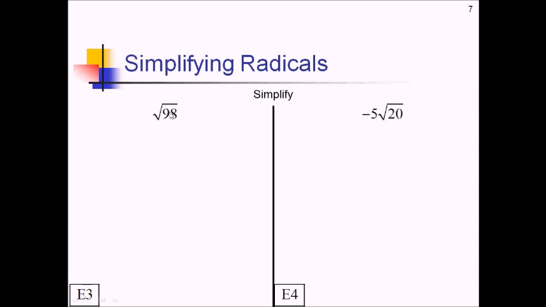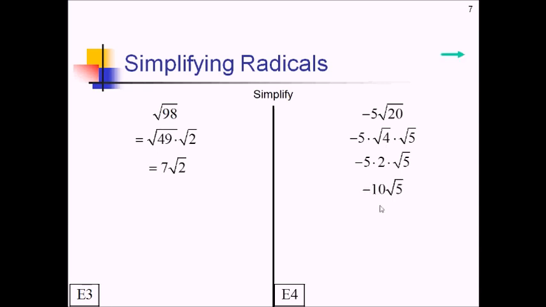So this first one, I'm trying to think of perfect squares that go into 98. And 49, I know, goes into 98. 49 times 2, square root of 49 gives us 7, so 7 radical 2 for that one. Over here, I know 20 can be split up into 4 times 5. The square root of 4 is 2, and 2 times negative 5 is going to give us negative 10.